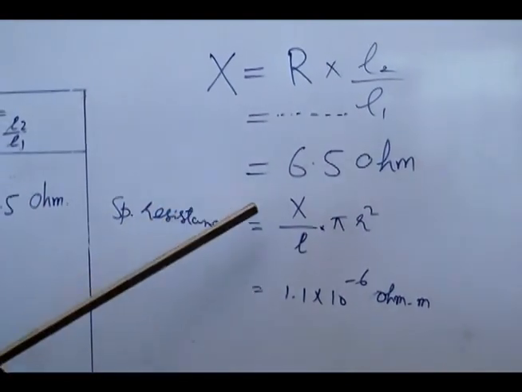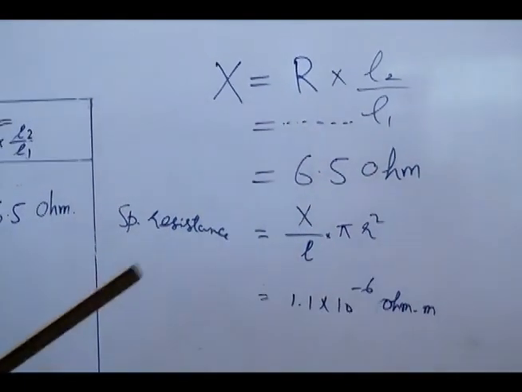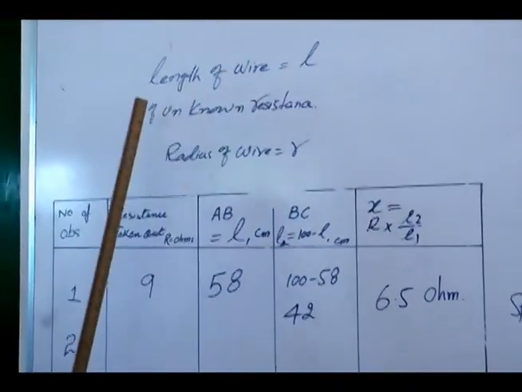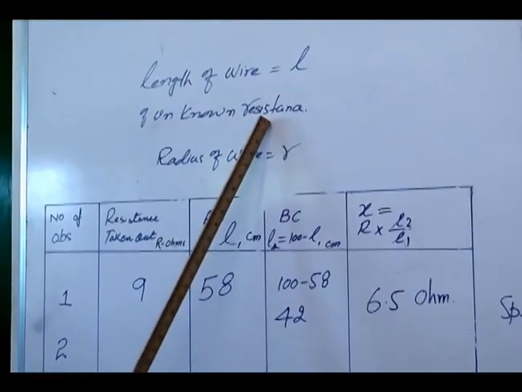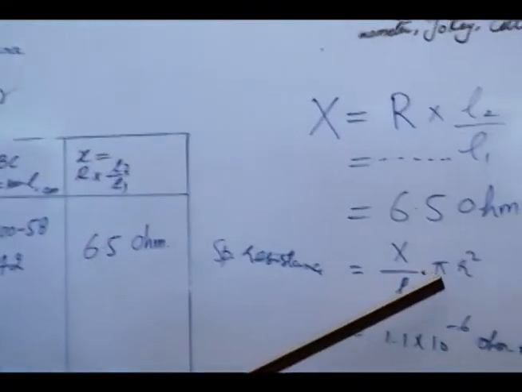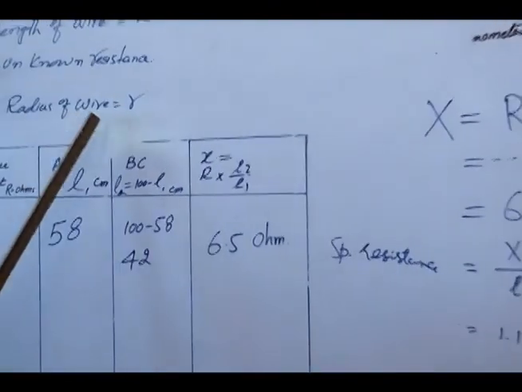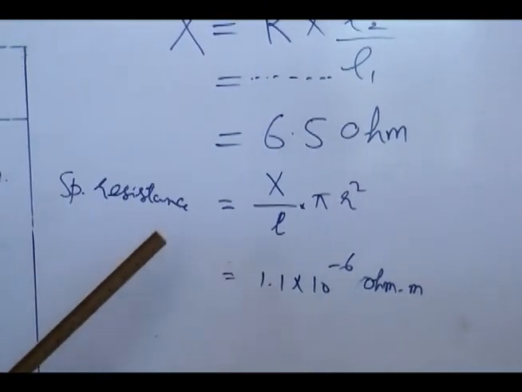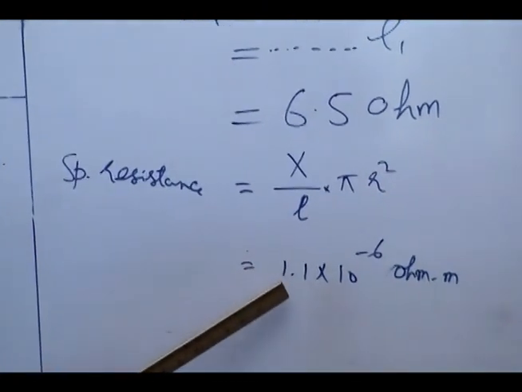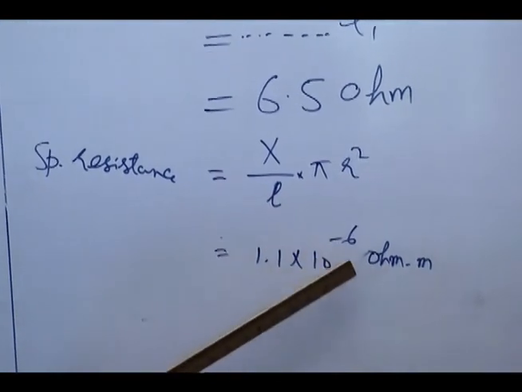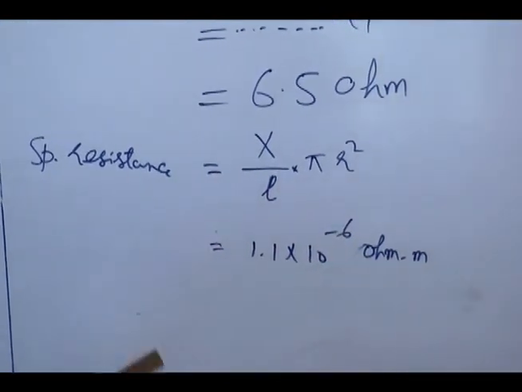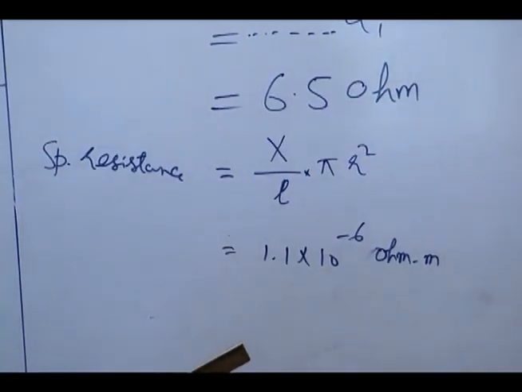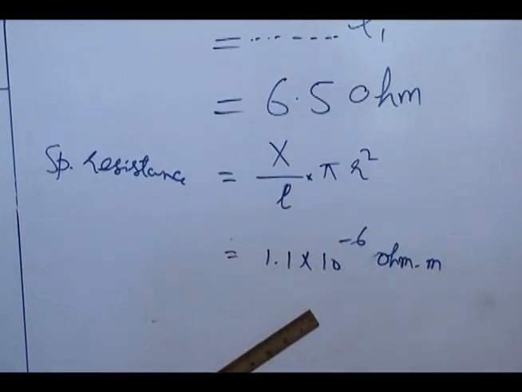Here X stands for unknown resistance, L stands for the length of the wire of unknown resistance, and R is the radius of the wire. Specific resistance which we have calculated is 1.1 into 10 raised to power minus 6 ohm meter. We will compare this value with the actual value of the specific resistance to find the percentage error.